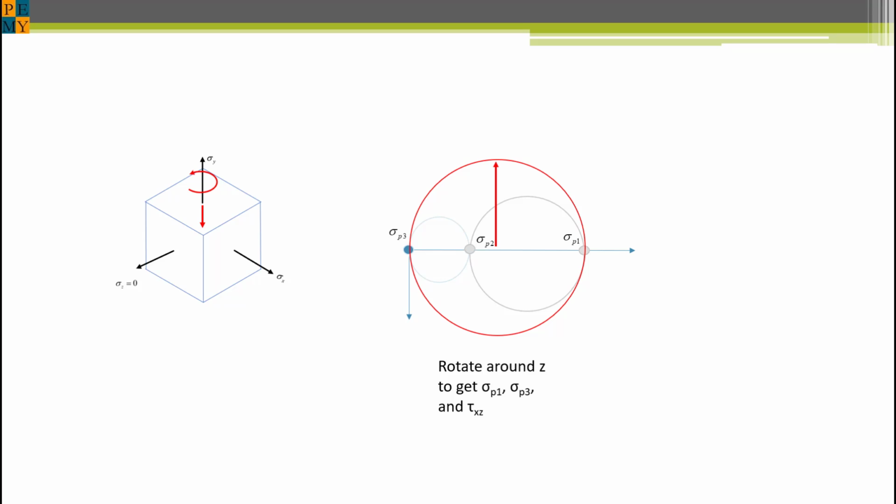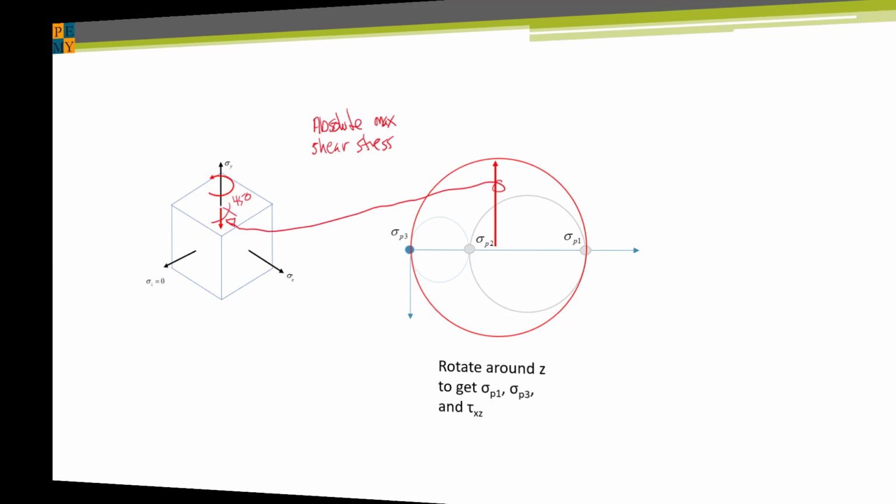For the three principal stresses shown, it is clear that the absolute maximum shearing stress occurs as the radius of the sigma P1 and sigma P3 circle as shown. The absolute maximum shearing stress occurs at 45 degrees between the X and Z planes and has a magnitude of 1/2 of the difference between sigma P1 and sigma P3.